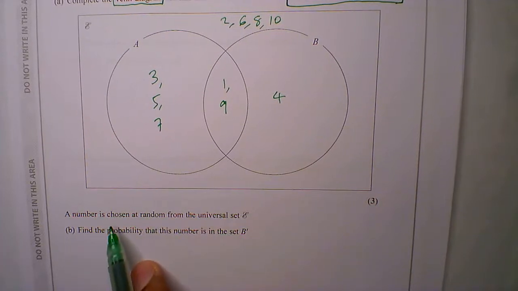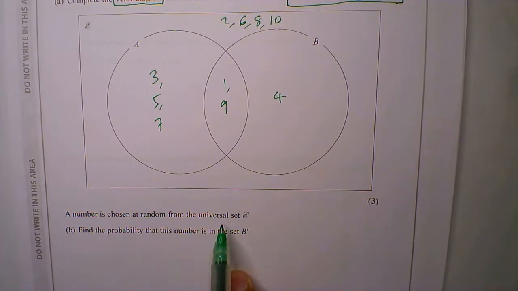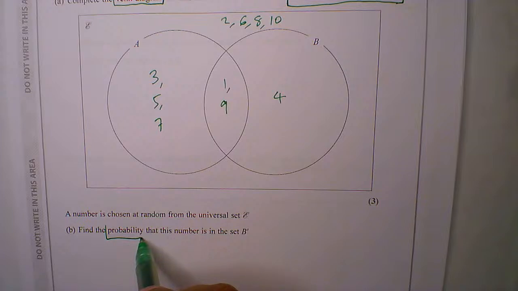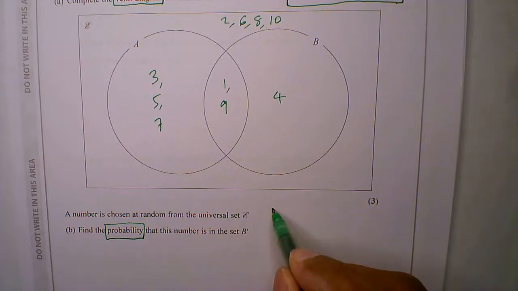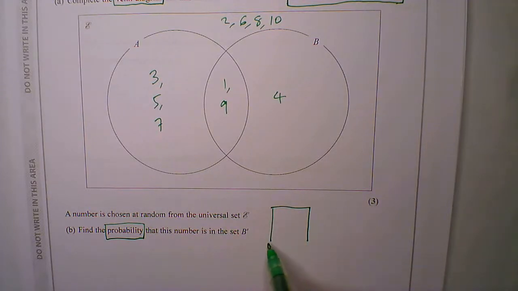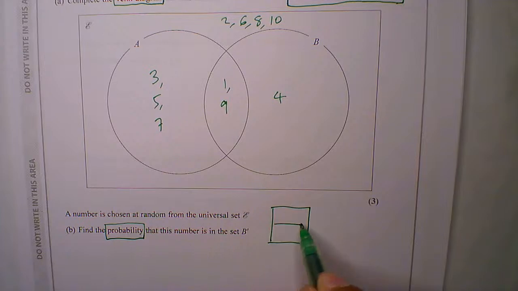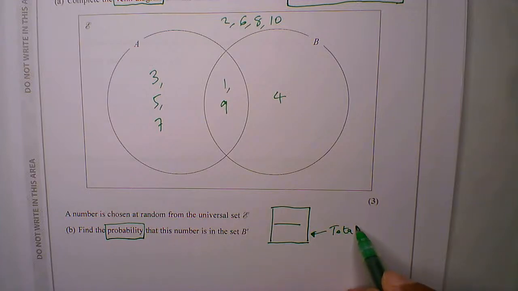All right, so a number is chosen at random from the universal set. Find the probability that this number is in the set B dash. So we need a probability. So probability can be in the form of a fraction. And my denominator is my total. So how many values do I have?